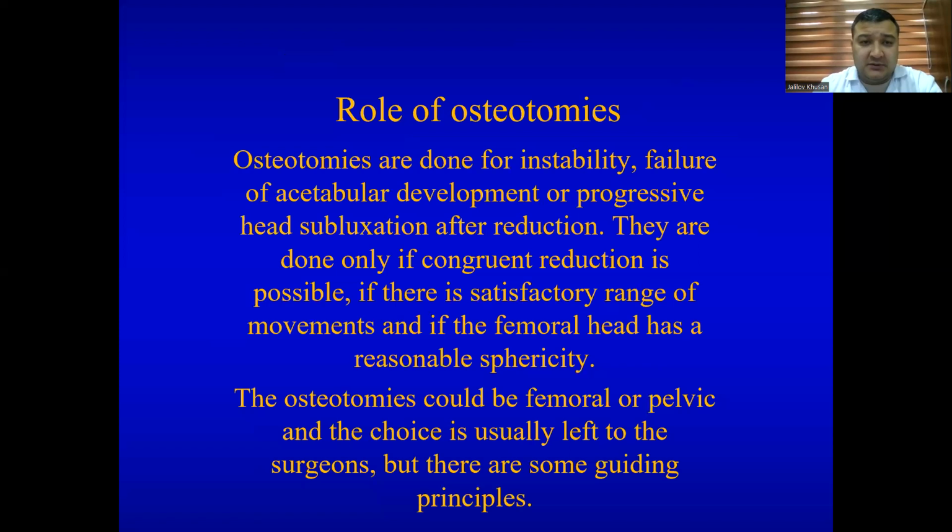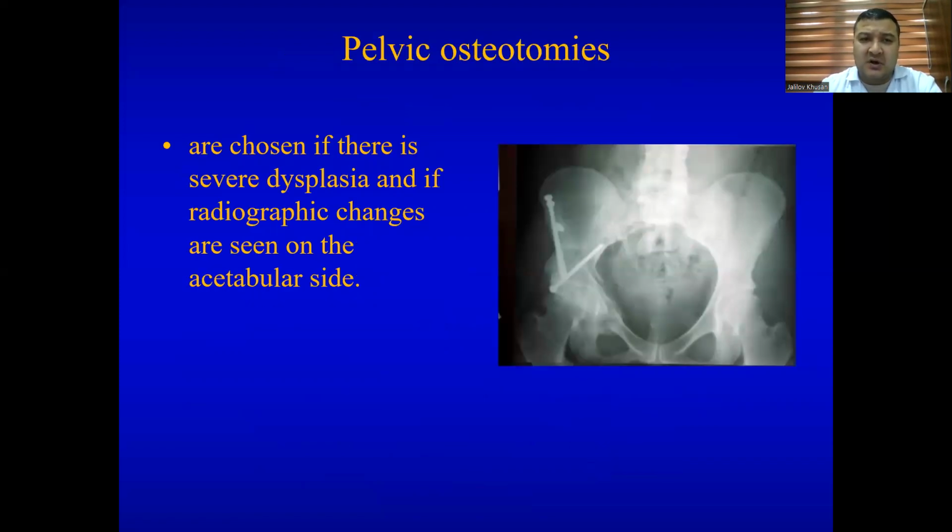Role of osteotomies. Osteotomies are done for instability, failure of acetabular development, or progressive head subluxation after reduction. They are done only if concentric reduction is possible, if there is a satisfactory range of movements, or if the femoral head has a reasonable sphericity. The osteotomies could be femoral or pelvic, and the choice is usually left to the surgeon. Pelvic osteotomies are chosen if there is severe dysplasia and if radiographic changes are seen on the acetabular side.